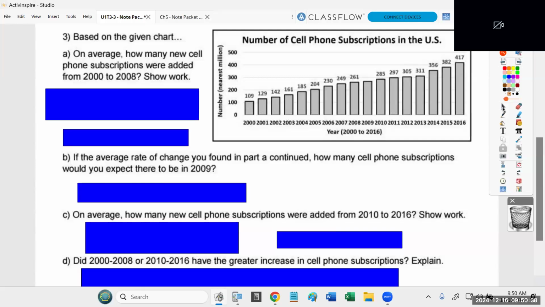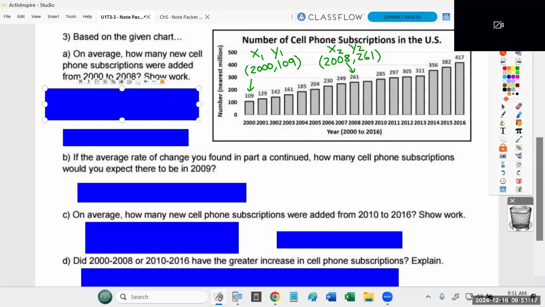Show your work. So this is literally asking you to calculate the slope from the year 2000 to 2008. So to organize my thoughts, once again, the first thing I'm going to do is record this point. In the year 2000, there were 109 million subscriptions. This is my X1, Y1 point. Then they say, well, what was the slope? What was the change in 2008? So this is my other point. In the year 2008, there were 261 million subscriptions. That is my X2, Y2. So those are the numbers I'm going to use to respond to the first problem.